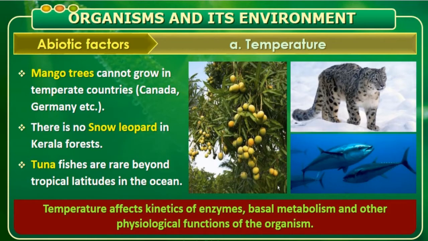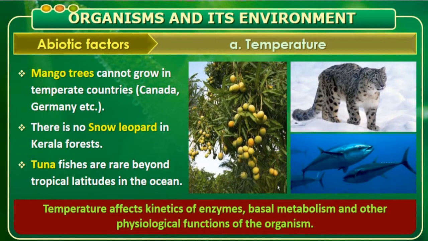beyond the tropical latitudes in the ocean. So tuna fishes also cannot be brought and put in a normal riverbed or in other specific oceans. If you put them there, they may die because they do not have their own environment.